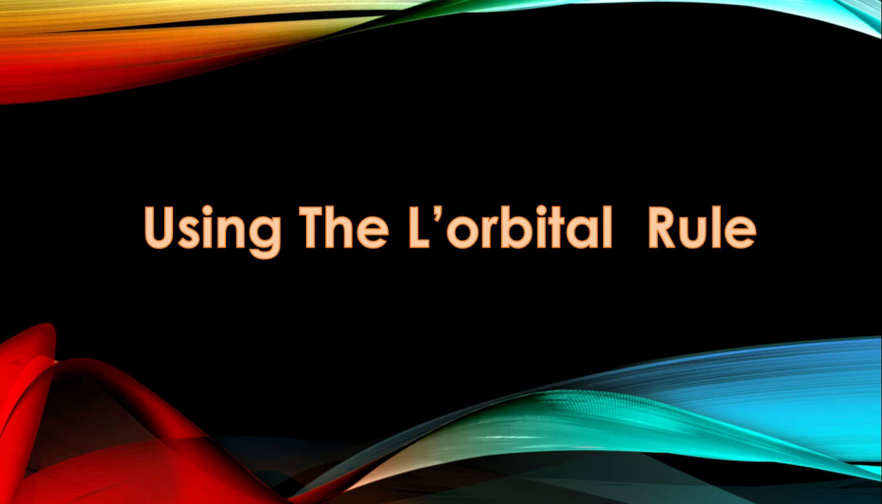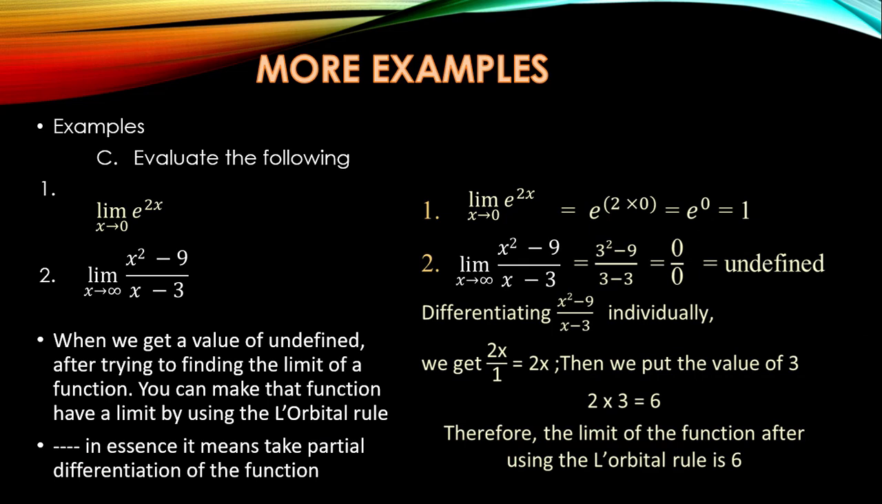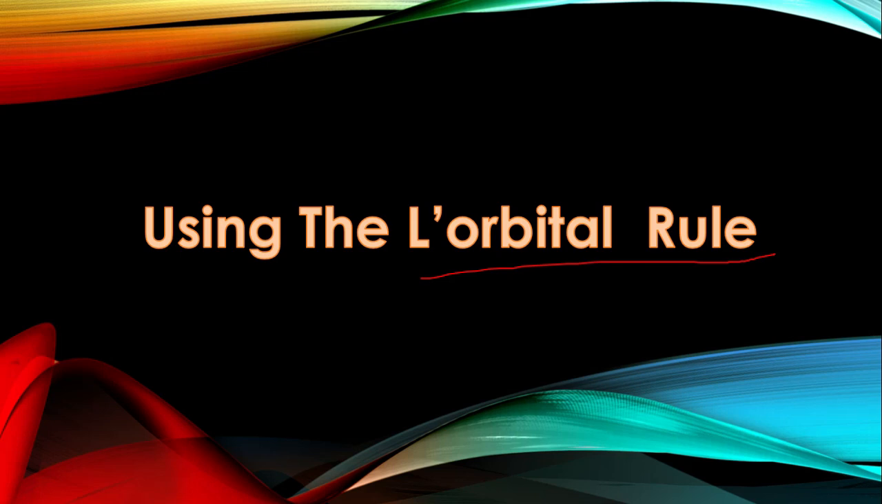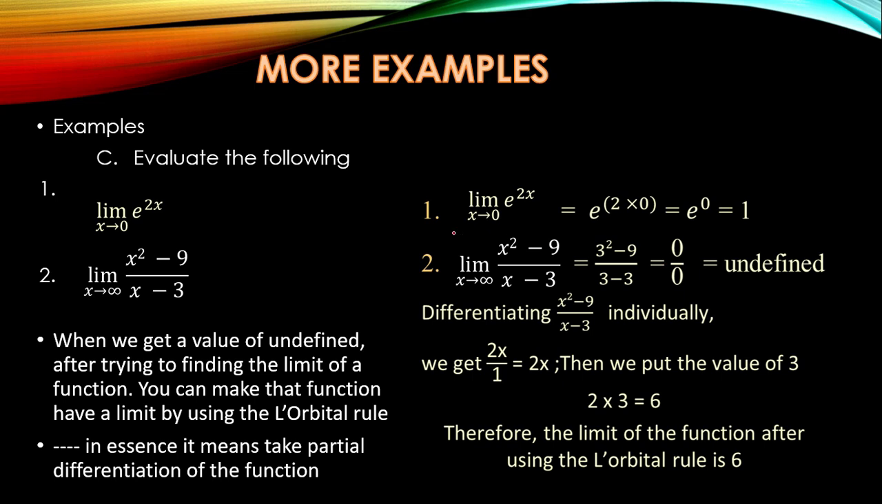Now we have what we call the L'Hôpital rule. The L'Hôpital rule is simply taking the partial differentiation of individual functions in an equation or an expression. We only use the L'Hôpital rule when we are dealing with functions that have no limit. So functions that at the surface we think have no limit, we can use the L'Hôpital rule to get a limit for that function. Now let's look at some examples.